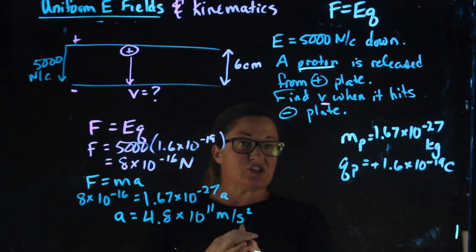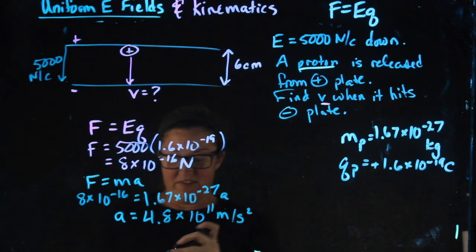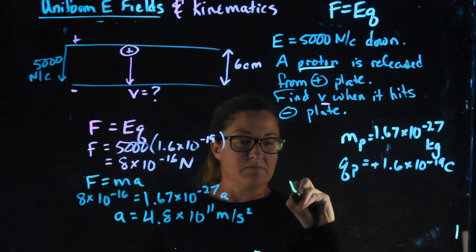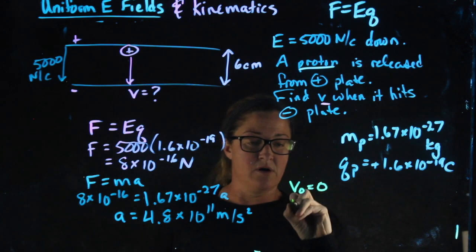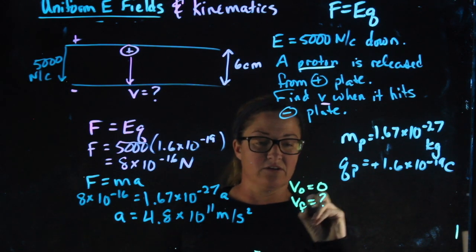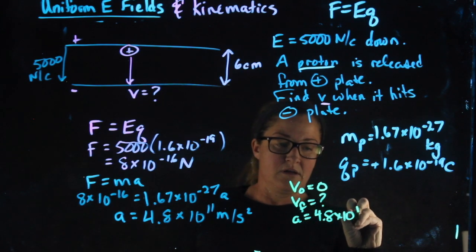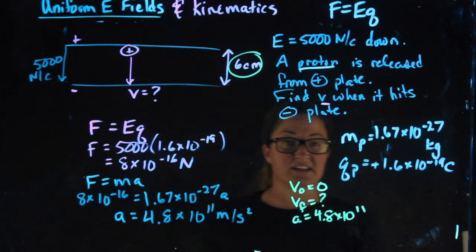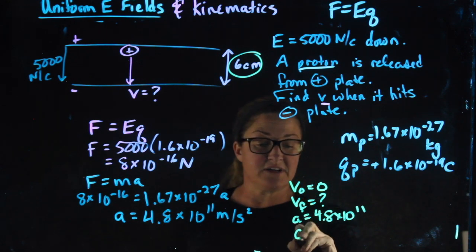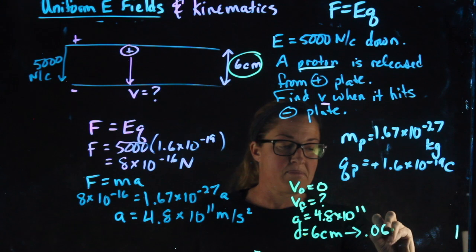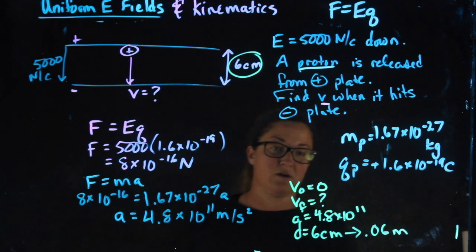Now that I know the acceleration, I'm ready to do the kinematics to find the velocity when it hits the plate. It's starting from a velocity of 0. I'm looking for V final. I know the acceleration, and I know the displacement is 6 centimeters. But remember, displacement needs to be converted to meters, giving me 0.06 meters.